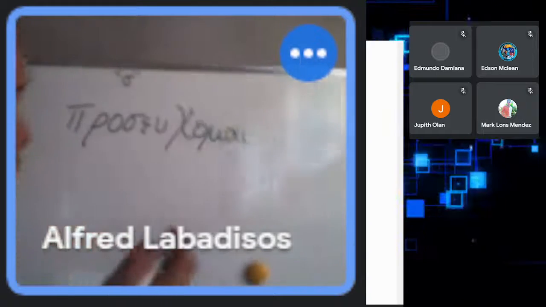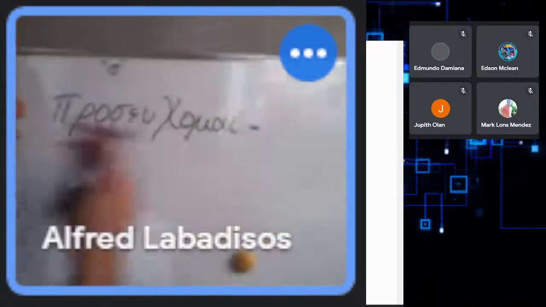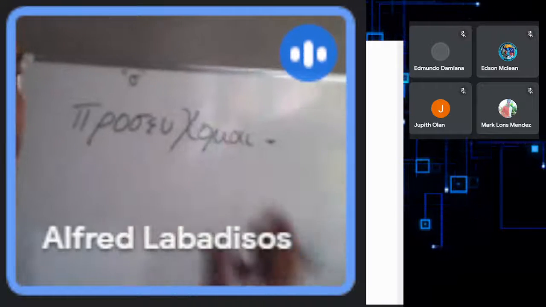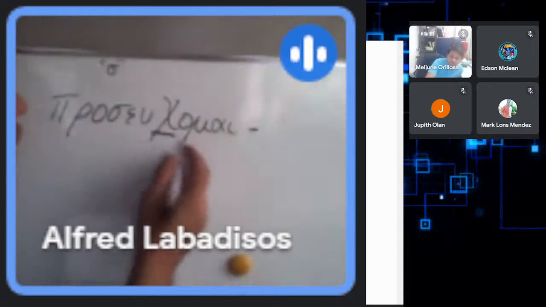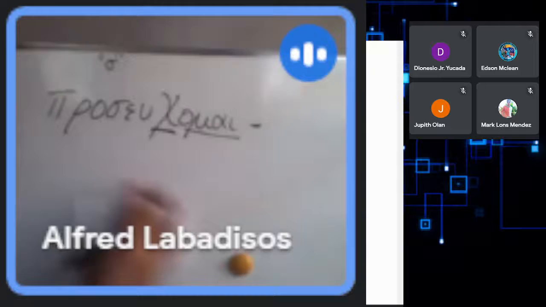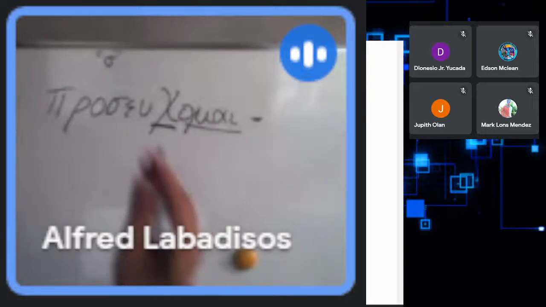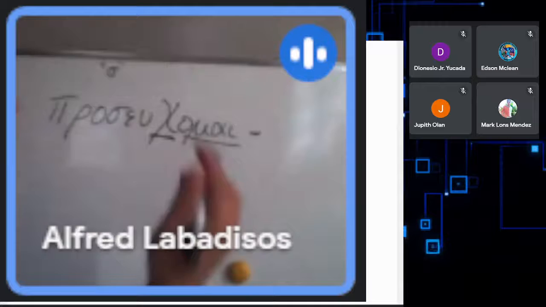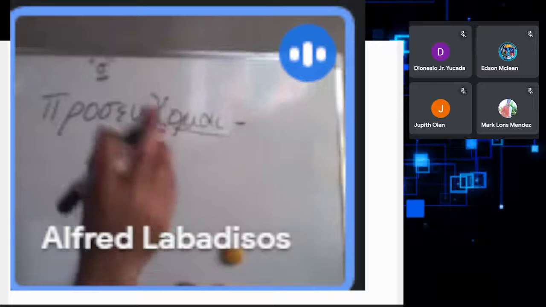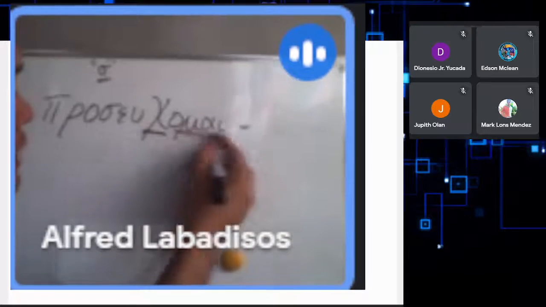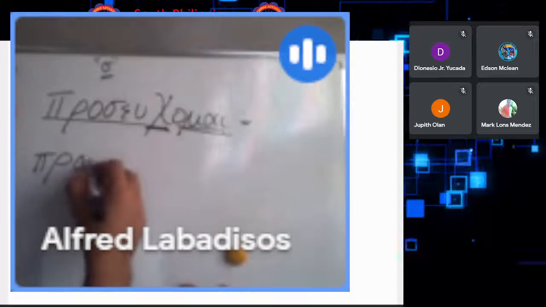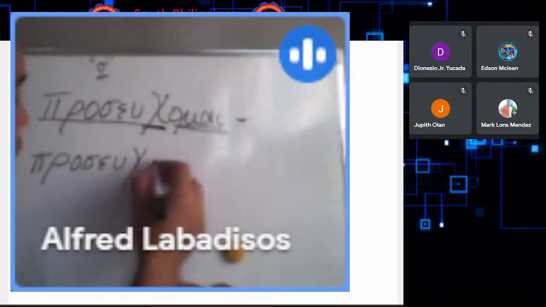Meaning, I pray. Now, what would be the form of proshukumai if it is in the future active? Remember, we have here the ending omai. The rule is that the tense identifier in future active is sigma. So you add sigma in between the verb stem and the ending. So this is the ending, and therefore this is the verb stem. So supposed to be we should be looking like this, no?